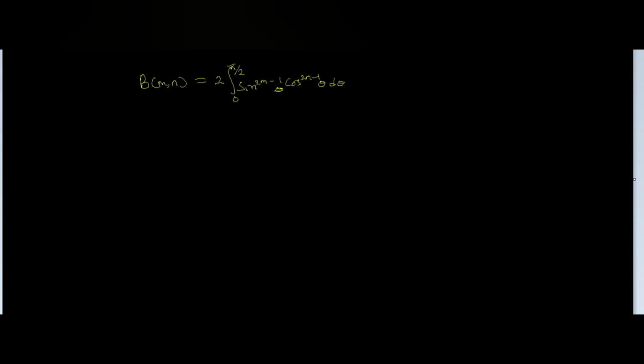Alright, from our formula of the beta function, we know beta(m, n) to be equal to the integral from 0 to 1 of x raised to the power of m minus 1 into bracket 1 minus x raised to the power of n minus 1 dx. This is what we know our beta function to be. So now, let's call this equation 1.